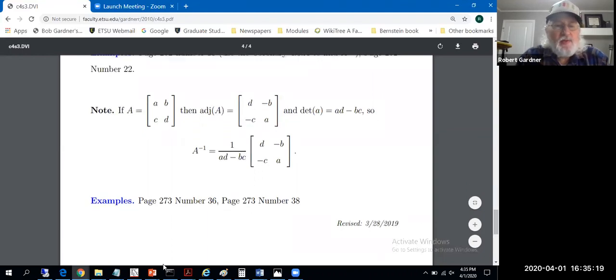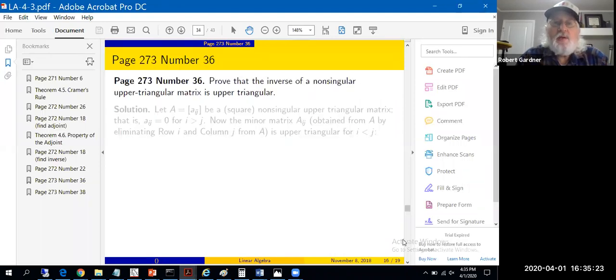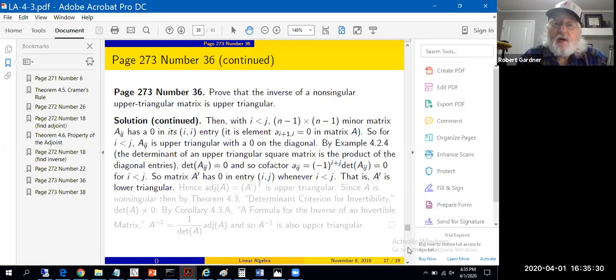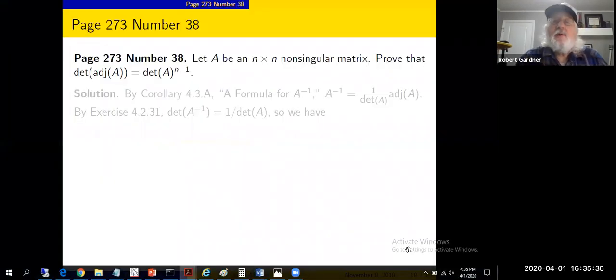A couple more things. Let's check and see if we want to do those. Number 36, I don't want to do that. It's lengthy. I'll leave it to you to read that. It's involved in terms of upper and lower triangular matrices. Let's run through this one. So a little proof. We'll run through this one.